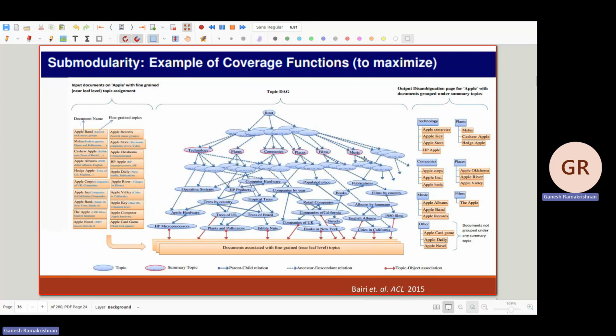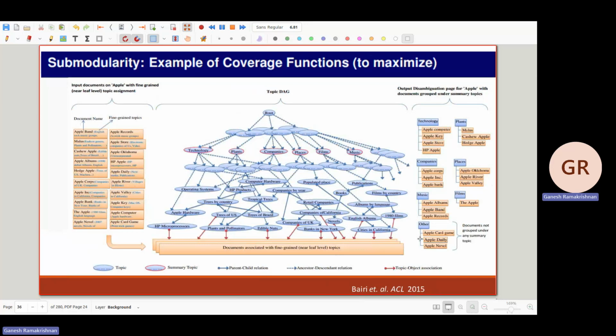So the problem there was basically, so here it is, right? On the right hand side, you see the grouping. Technology, there are a bunch of apples. Companies, a bunch of apples. Music, a bunch of apples. Right? Plant, a bunch of apples. Right? So this is coverage. Pick a bunch of higher level nodes which cover as many of the leaf level nodes as possible.